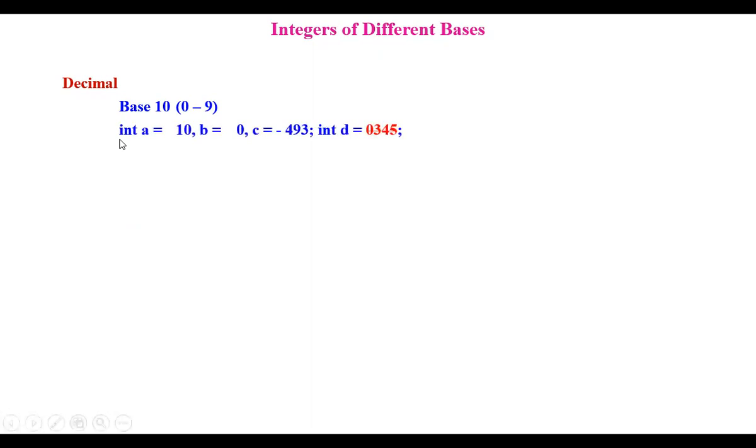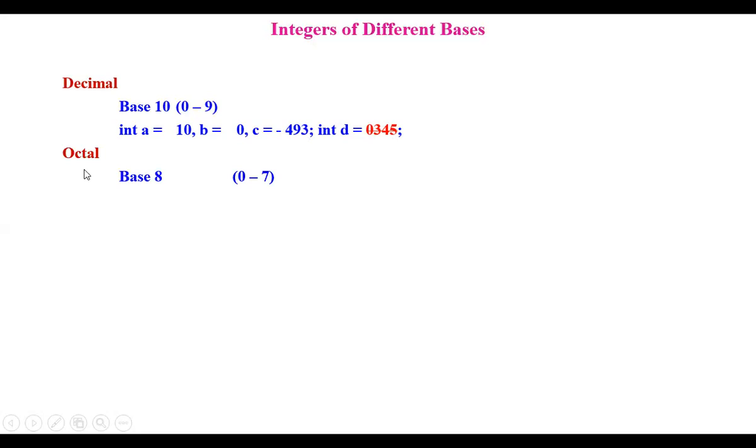Examples: you take an integer, A is defined as 10 or 0, B as 0, or C as minus 493, something like that. Suppose I say, even though it has no value on the left side, I want to represent 345 like this, 0345. But here it is not allowed. Let us see why. Next comes the octal system.